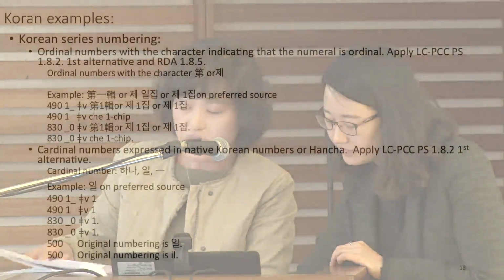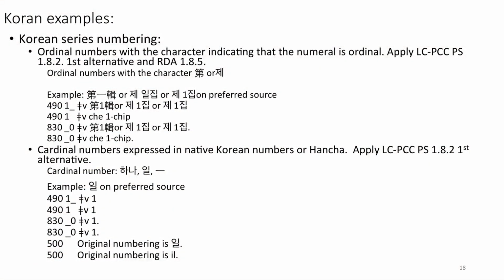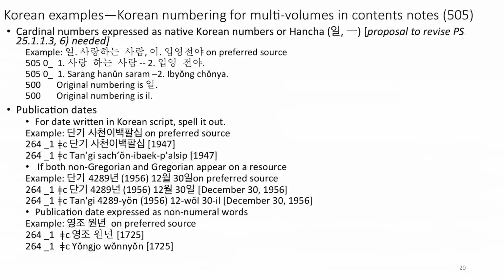And the same problem also goes to the 505 content note. In 505 also, the volume numbering goes 첫 번째 or 첫째, which is the ordinal Korean native number. But I think 505 does not belong to 1.8.2. It's a separate thing. So if we want to propose that CJK change to Arabic, then we can go with that, which means we can use just Arabic numbers, change completely to Arabic number, rather than transliterate for 505. I hope you understand what I'm saying.